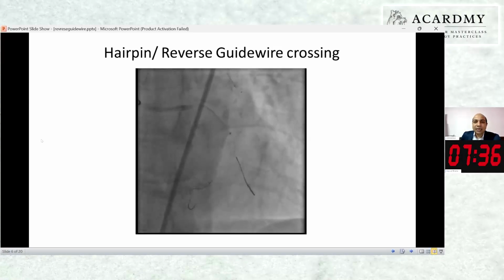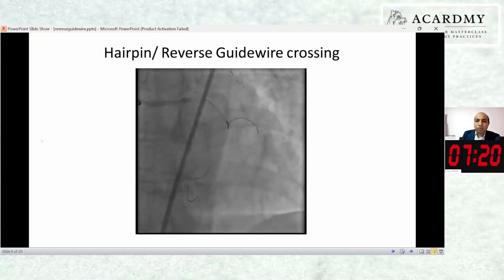So what I did, I used a microcatheter and inserted a loop of Fielder FC wire into the OM3 branch. And when I pulled back this wire from the OM3, it gradually went into the OM2 branch. So this is a technique which we call a reverse guide wire or hairpin loop technique.